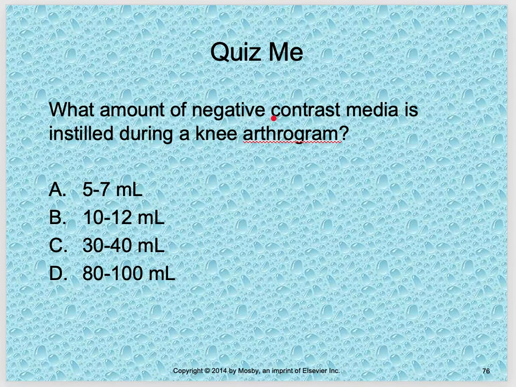All right, so what amount of negative contrast media is instilled during a knee arthrogram? Make sure that you review that, especially for the knee and the shoulder, of the negative contrast material, how much is used. Also, what negative contrast material is. So we know that it is 5 to 7 of negative contrast media during the knee arthrogram.